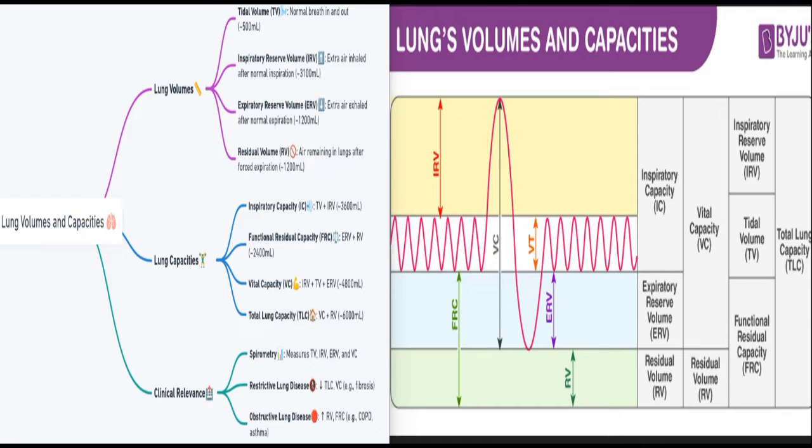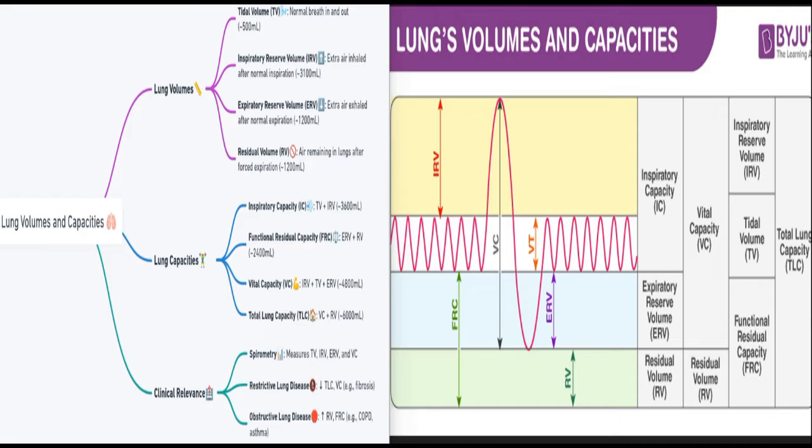Then the total lung capacity has to do with everything, the amount of air the lungs can contain, which is the residual volume plus vital capacity. The vital capacity is the amount of air that can be exhaled with maximum effort after maximum inspiration, which combines the other three volumes: inspiratory reserve volume, tidal volume, and expiratory reserve volume. And also the functional residual capacity is the amount of air remaining in the lungs after normal tidal expiration, the combination of the expiratory reserve volume and the residual volume.